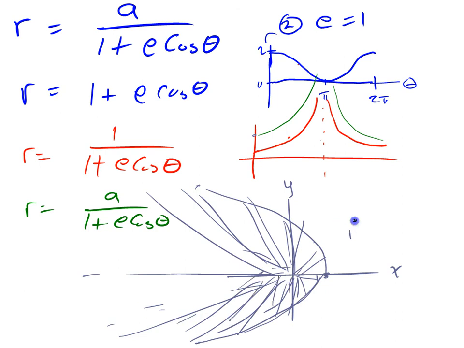It turns out that this is a parabola. And we'll prove that this does satisfy the equation of a parabola, so that that curve on the outside there is a parabola. Next, we want to look at e bigger than 1.